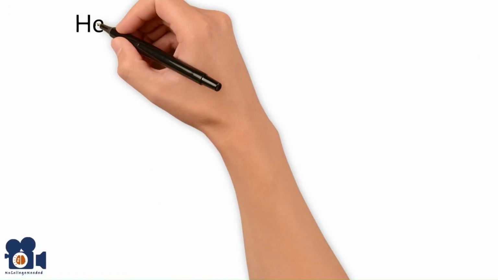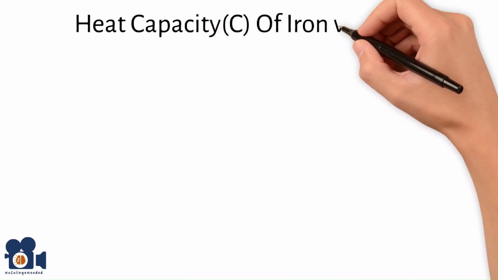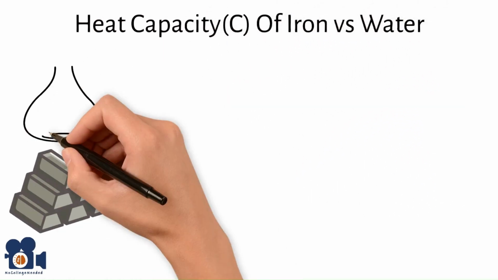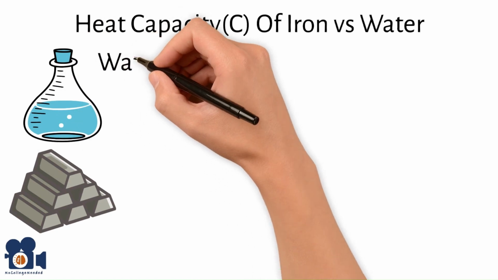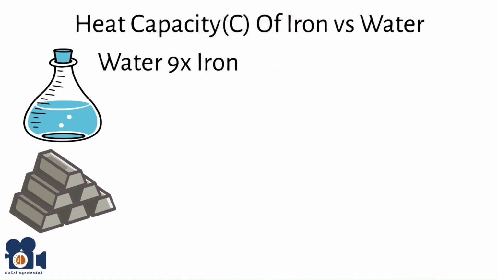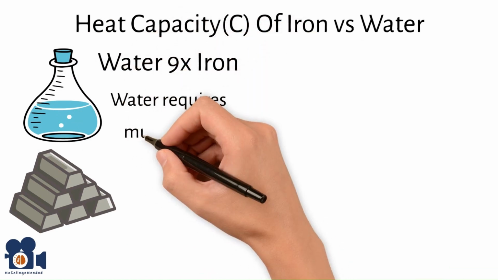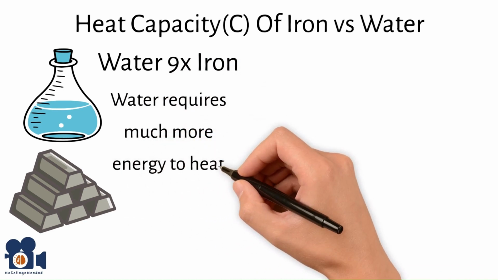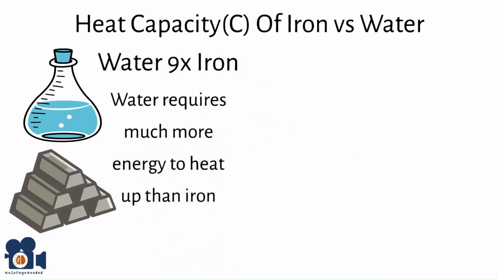Delving further, if you compare the heat capacity of iron versus water, we find that water has a heat capacity that is roughly 9 times higher than that of iron. This means that water requires much more energy to change its temperature compared to an equal mass of iron, which is one of the reasons why an iron pole is so much hotter than a puddle.